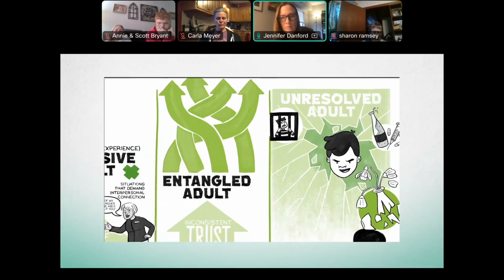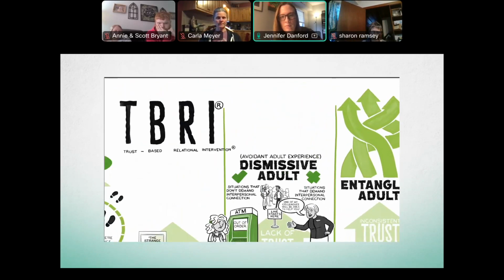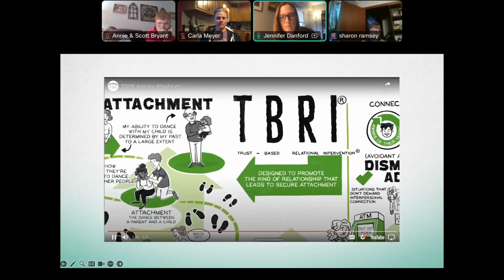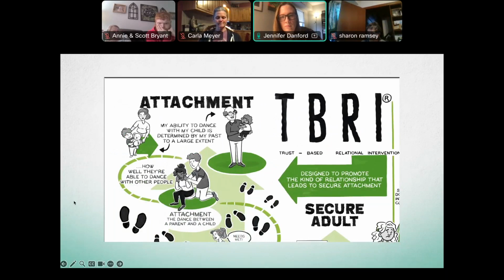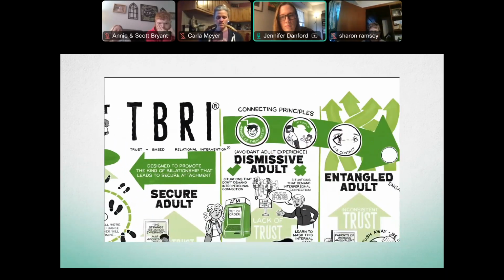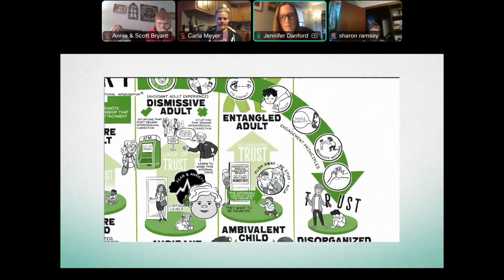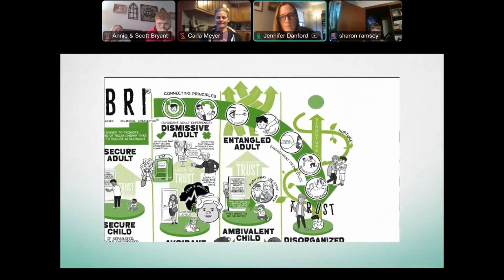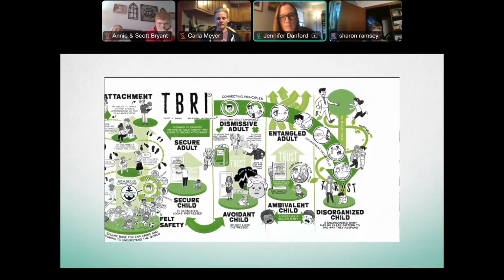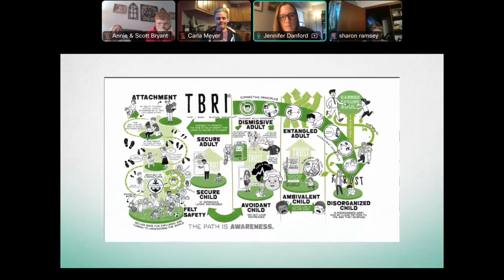In TBRI, we talk about principles. The connecting principles are designed to promote the kind of relationship that leads to secure attachment. And the engagement principles especially make a difference for children who come from hard places. So it's structure and nurture. But the good news is there's the hope that comes from knowing that this can be done. And the path is awareness. The path is mindfulness.